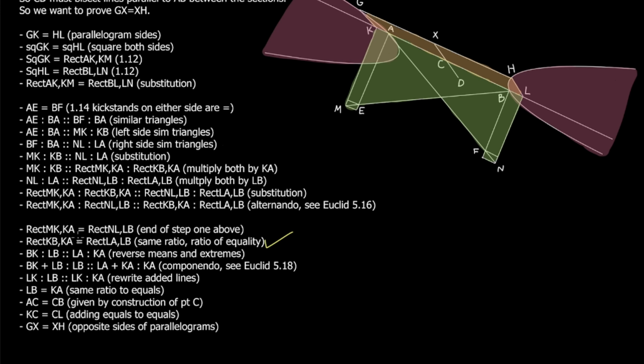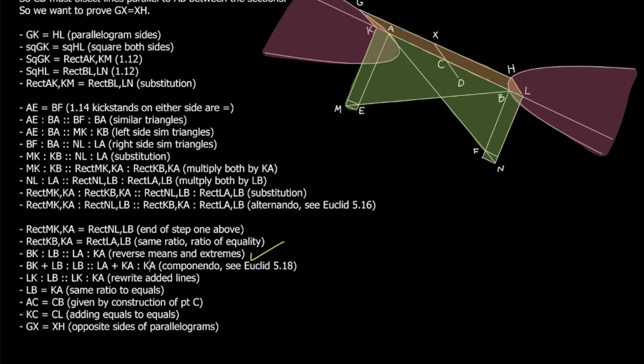Now we'll take these rectangles and we'll do reverse means and extremes. I just went over this in the last video, and I'm tempted to not repeat it. So all we have to do is look at one rectangle and see, are these two lines KB and KA either on the means or on the extremes? In this case they're on the extremes, KB and KA. And in this rectangle we have LB and LA on the means. So that's proper reverse means and extremes, and it checks out.